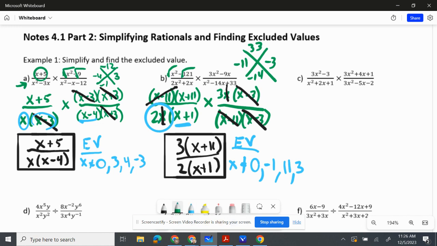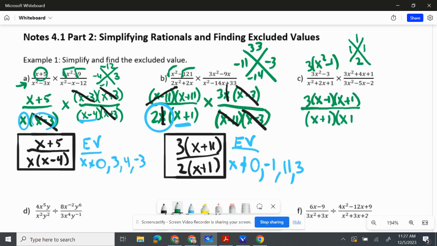Now for letter C, same thing. I see that they have a 3 in common, and that's x squared minus 1. So that factors as x minus 1 and x plus 1. Our denominator is a trinomial. Two numbers that multiply together give us 1, add up to 2, which would be 1 and 1. So we have x plus 1 and x plus 1.